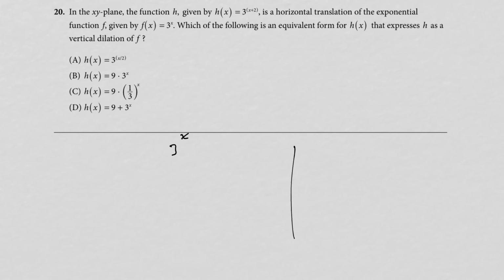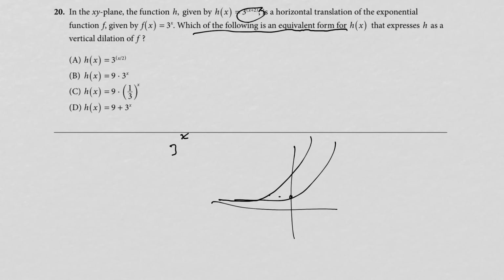So basically 3 to the x looks like that. And 3 to the x plus 2 is it shifted over to the left by 2. So what do they want to know? Which of the following is an equivalent for h of x that expresses... Oh, that's an unusual question.